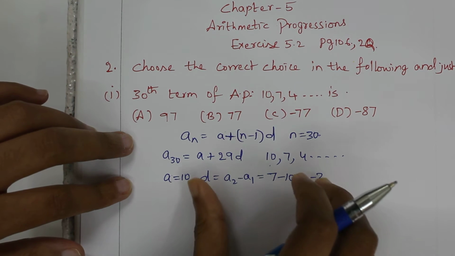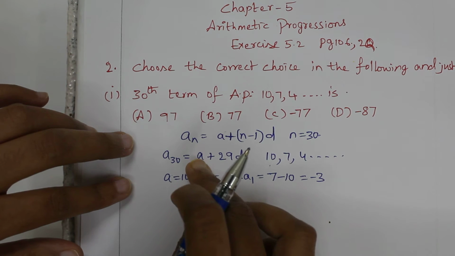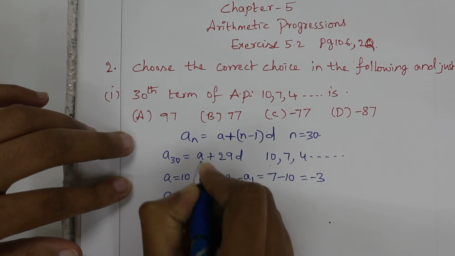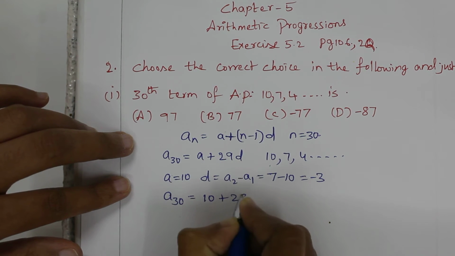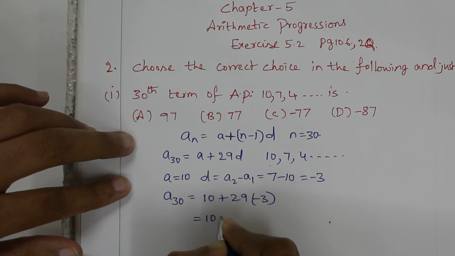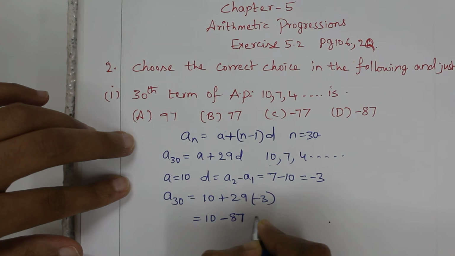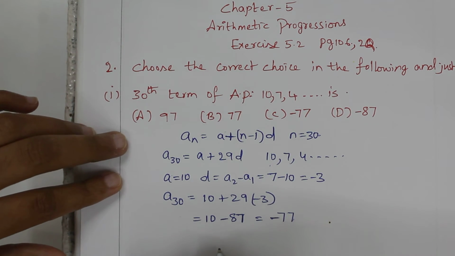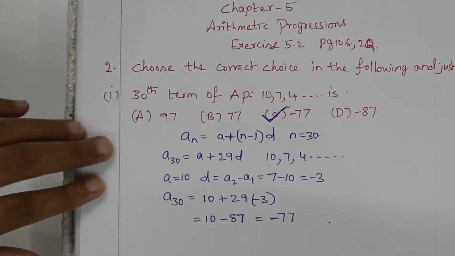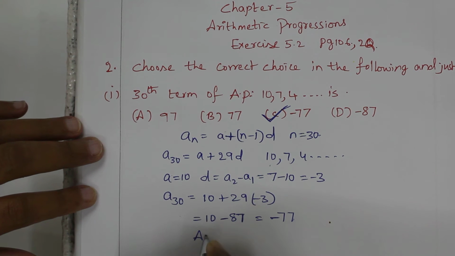Now I will substitute the values of a and d in the equation. A30 is equal to a plus 29d. So a30 is equal to, a is 10 plus 29 into d is minus 3. That is equal to 10, 9 3 is 27, 6 87, 10 minus 87. That is equal to minus 77. So what is the answer for this question? C, minus 77. So C is the answer.